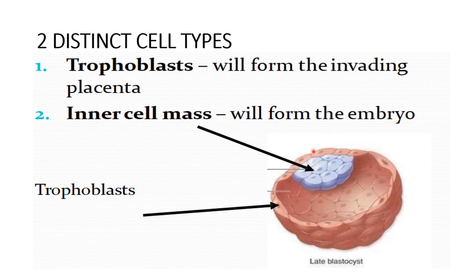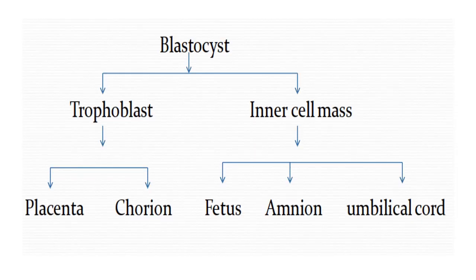So this is the inner cell mass of cells which will form the embryo, and this is the outer cell mass which forms the trophoblast. The blastocyst, as we have talked about, is going to give rise to the trophoblasts, which is the outer cell mass, and these trophoblasts will later develop into the placenta and the chorion. And then the inner cell mass is going to give us the fetus, the amnion, and the umbilical cord.